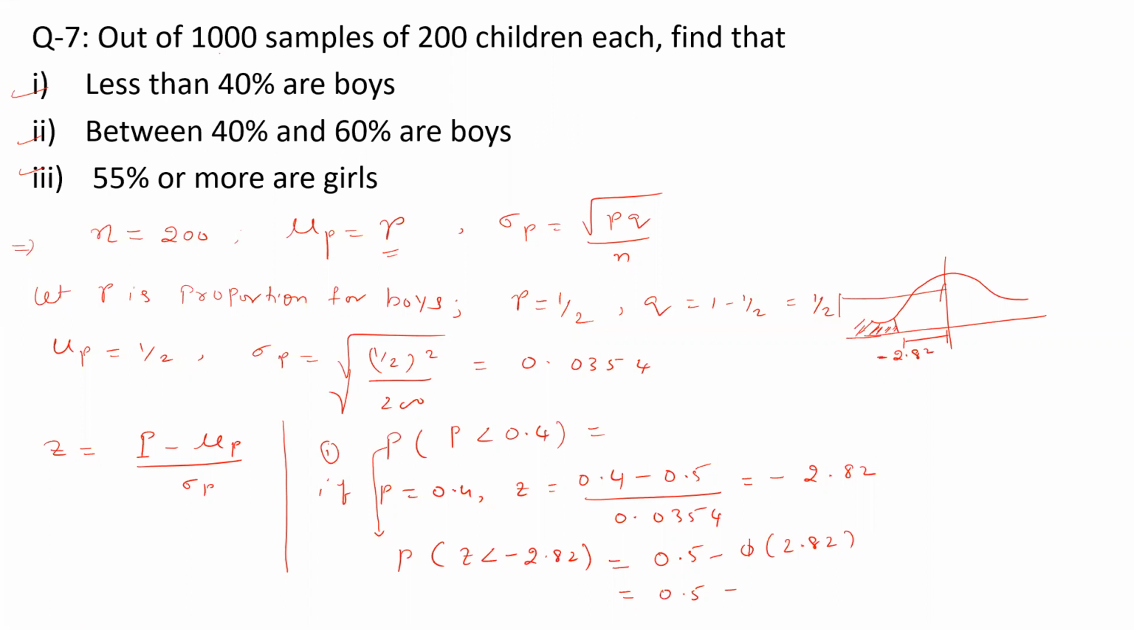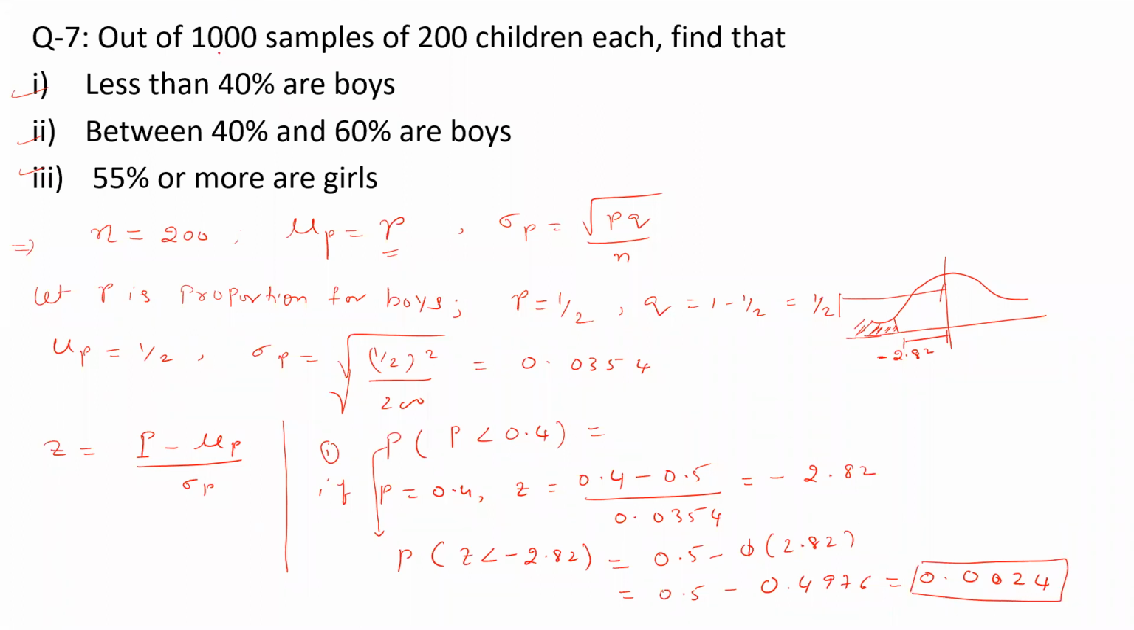So distribution Q of 2.82. So this value I'm getting here is 0.4976. So when you subtract this from 0.5, I'm getting 2.4 times 10 to the power minus 3. So I will write this as 0.0024. So this is the probability I have got here.